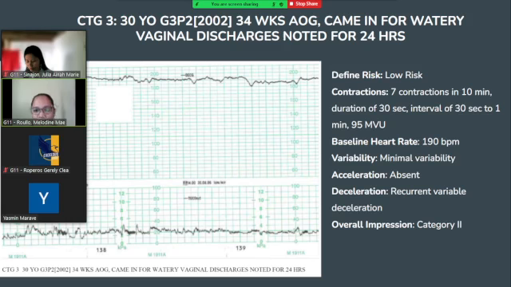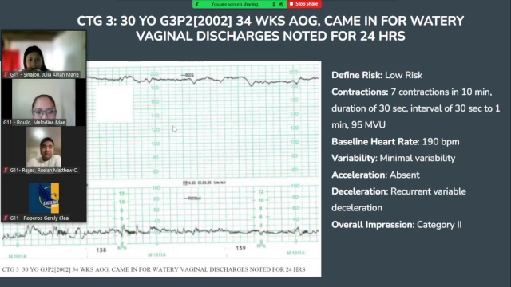And for the contractions, 7 contractions in 10 minutes, duration of 30 seconds, interval of 30 seconds to 1 minute, MVU of 95. Contractions. Where are the contractions there?